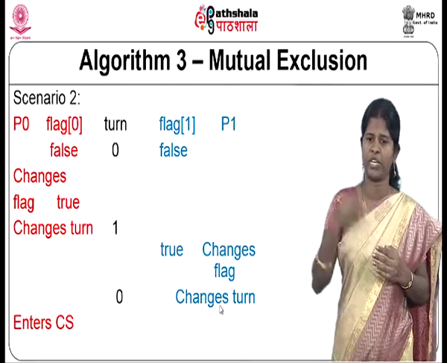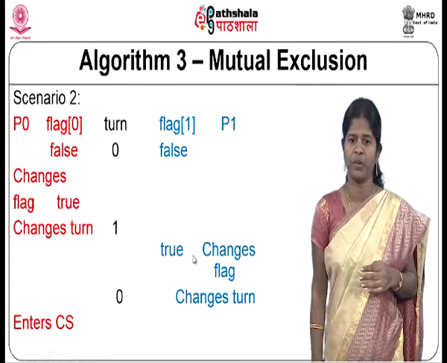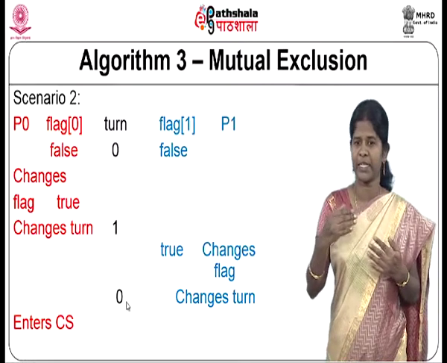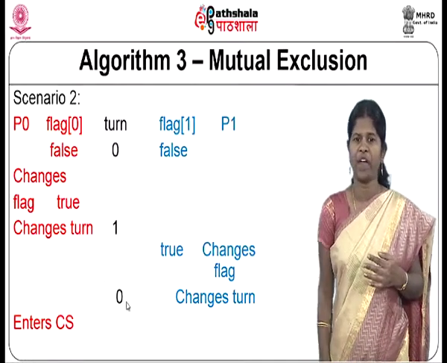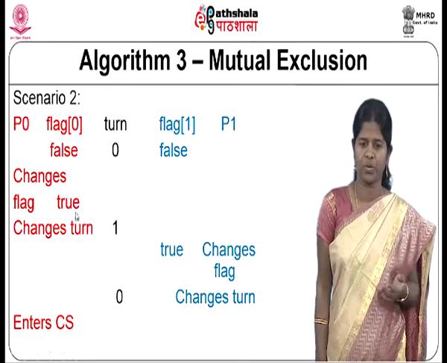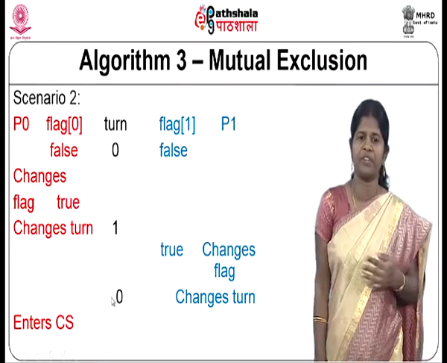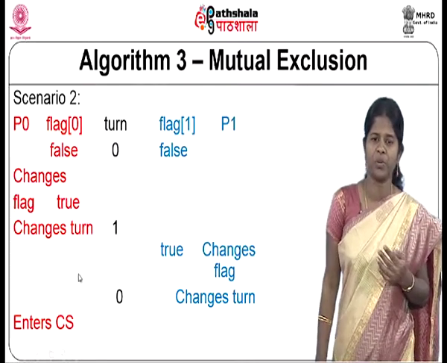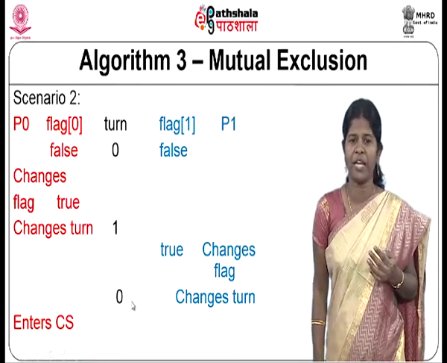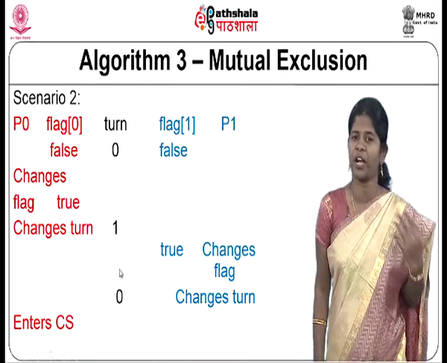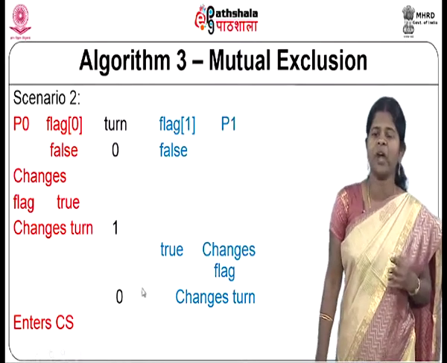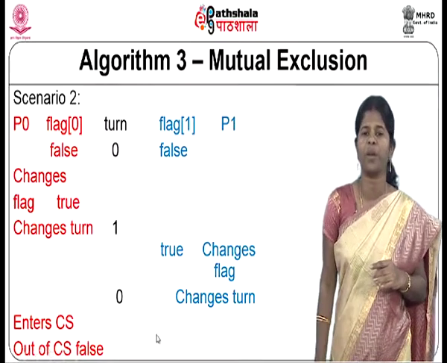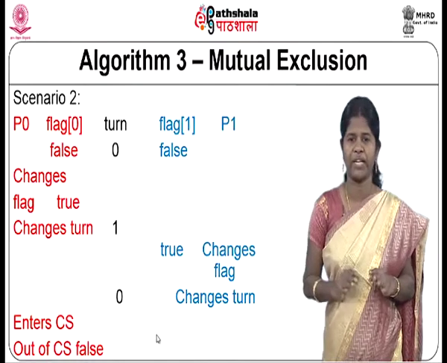And while P0 is in the critical section, say P1 tries to execute the while loop. P1 changed flag to true, it changed the value of turn equal to 0, and it wants to enter critical section. Before that, it checks if flag of the other process is true. It is true, and it also checks if turn is equal to the other process's turn. It finds that the flag of the other process is true and the turn value is also equal to 0, that is equal to the turn of the other process. So, P1 does not enter critical section, it waits in the while loop.